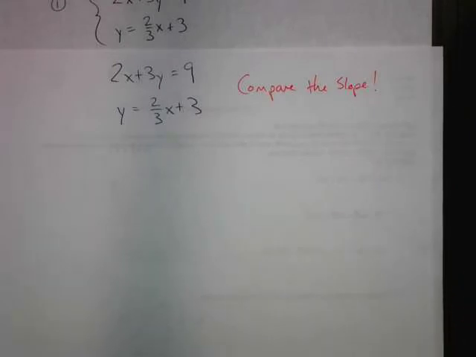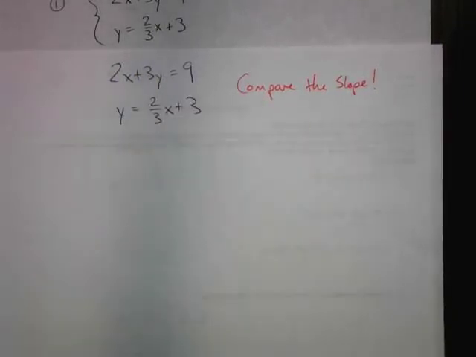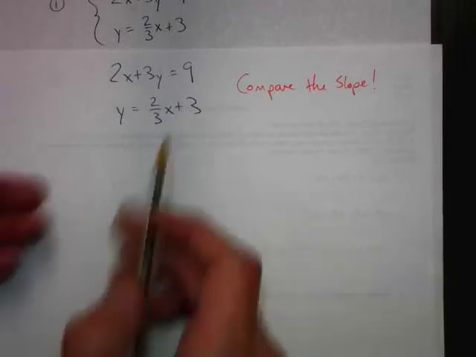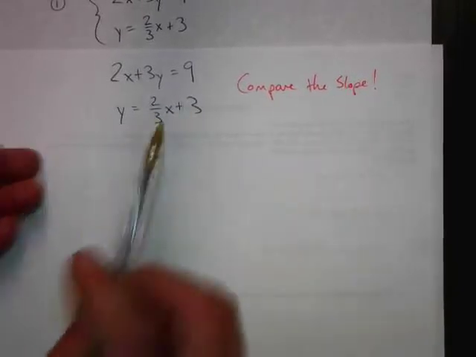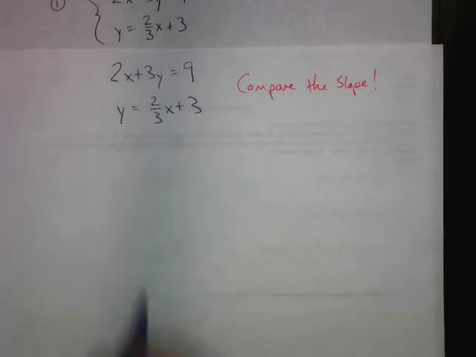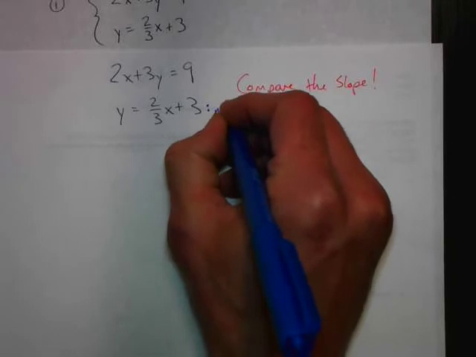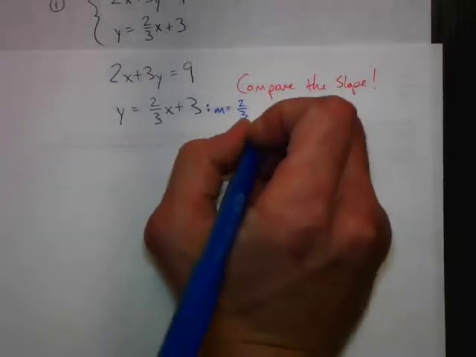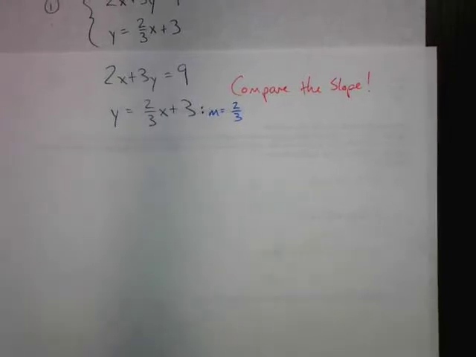So we're going to compare the slope of these two lines. Without graphing, can we compare the slope? Look at the bottom equation. What's the slope of this bottom equation? Clearly, the slope of this equation here is 2/3. It's rising 2, to the right 3. We can tell because it's clearly in slope-intercept form.